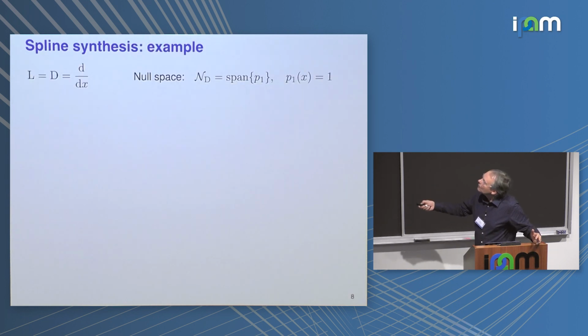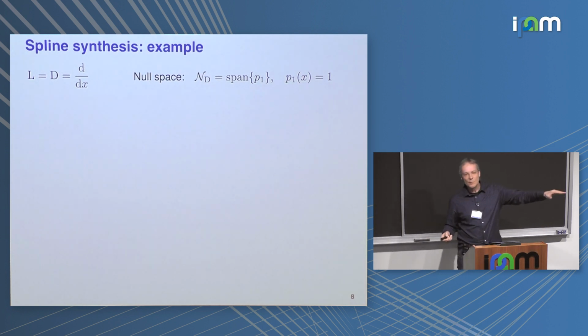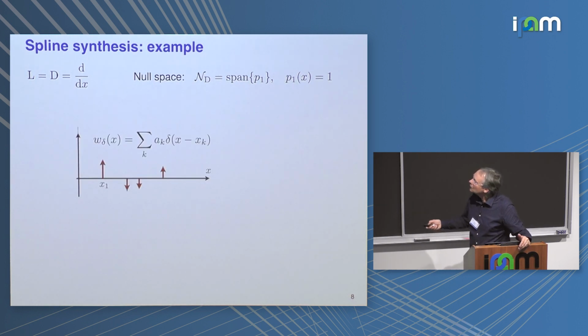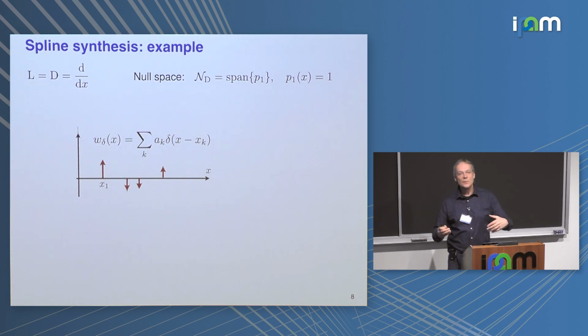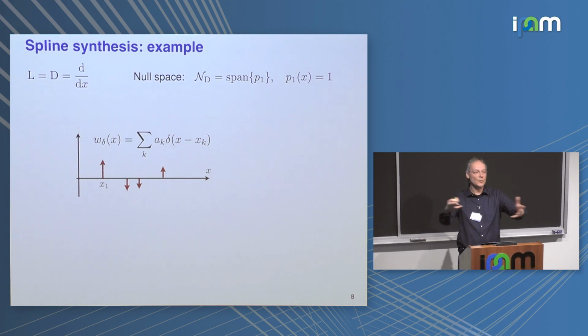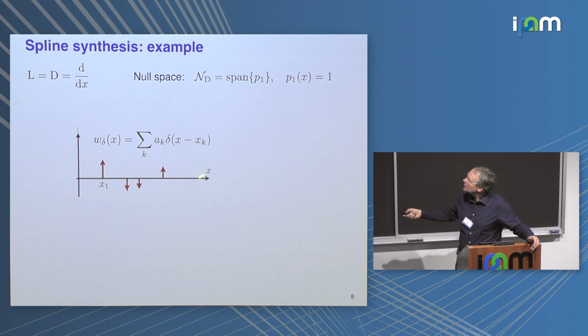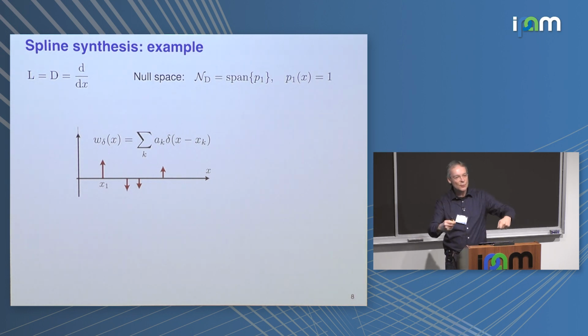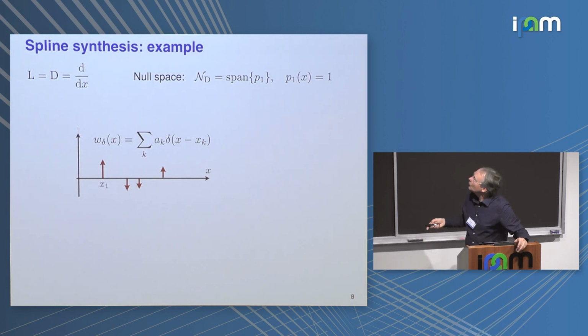So now we can use that to do a spline synthesis. Here, if we have this operator, the derivative, it has a null space. It's just the constants, because if you take the derivative of a constant, you get 0. And so let's try now to resynthesize. Let's take this innovation. The innovation of the spline is just a bunch of Diracs. And what's important here, you know the location of the Diracs. They are the x_k, and you know also the height. Now from those Diracs, you want to resynthesize the spline. So how do you do it?